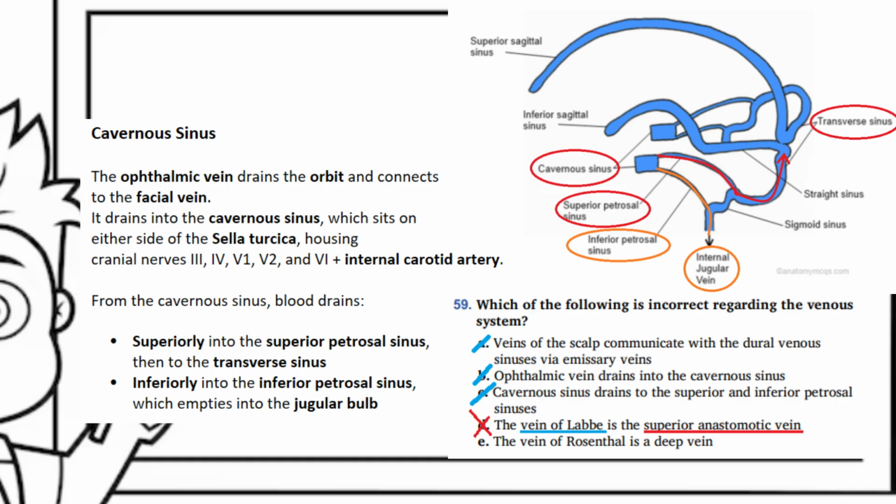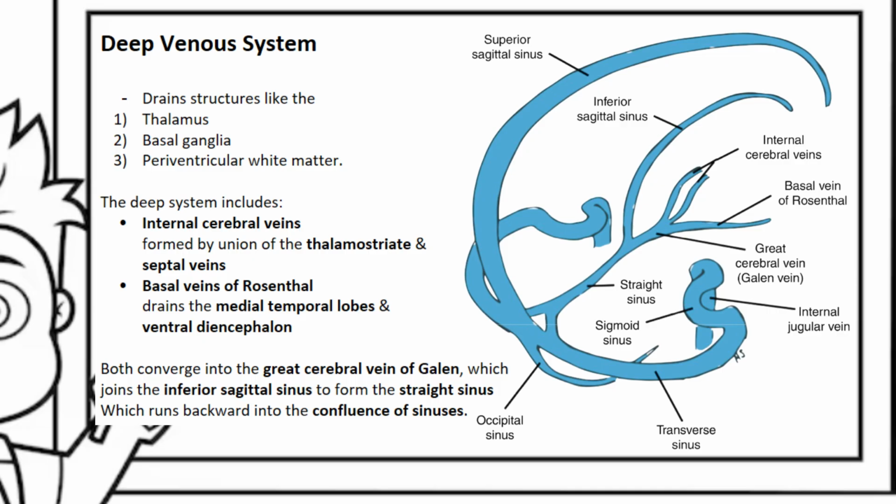Now, let's go even a little bit deeper. And now we are dealing with the deep venous system. The deep veins drain structures like the thalamus, the basal ganglia, and the periventricular white matter. And the deep system includes the internal cerebral veins and the basal vein of Rosenthal. The internal cerebral veins are formed by the union of the thalamostriate and the septal vein, and the basal vein of Rosenthal drains the medial temporal lobes and the ventral diencephalon.